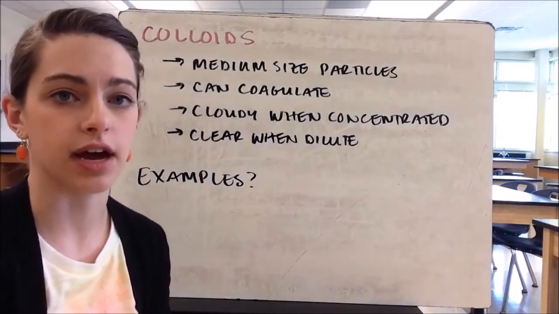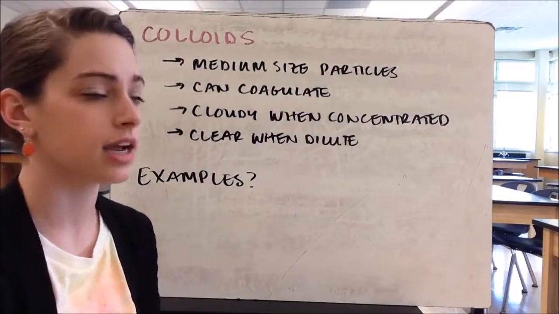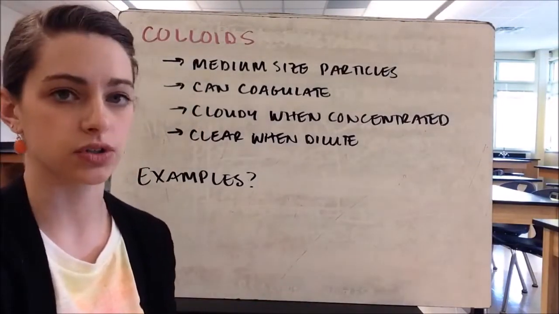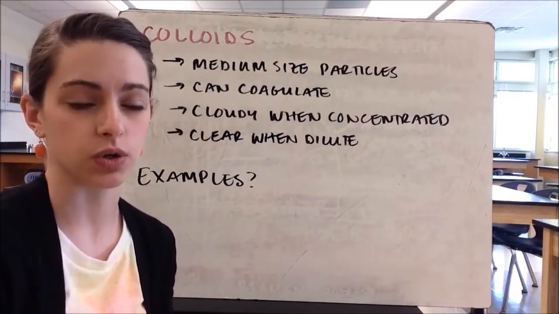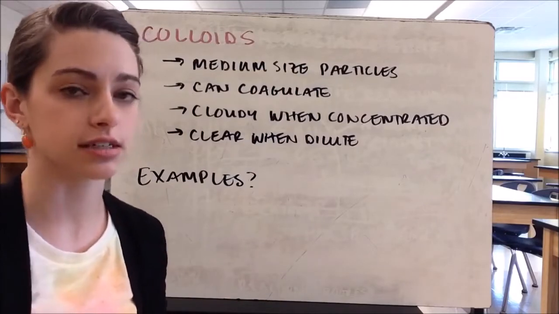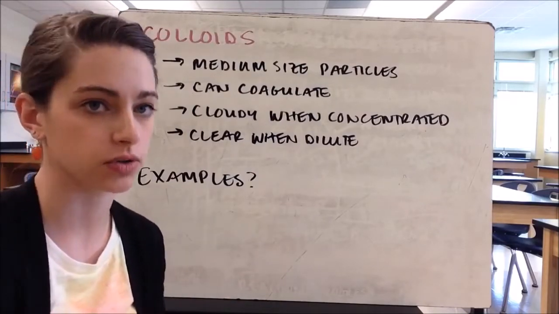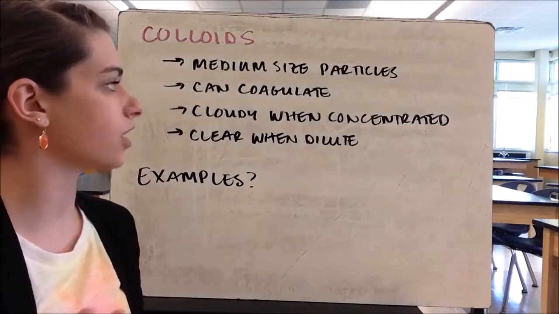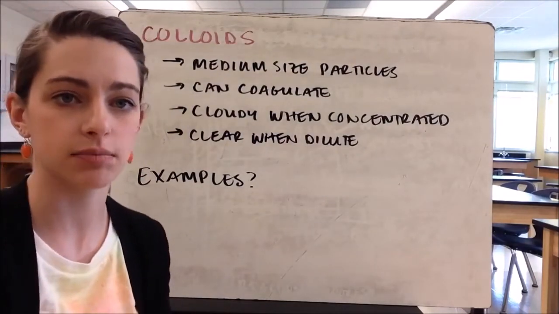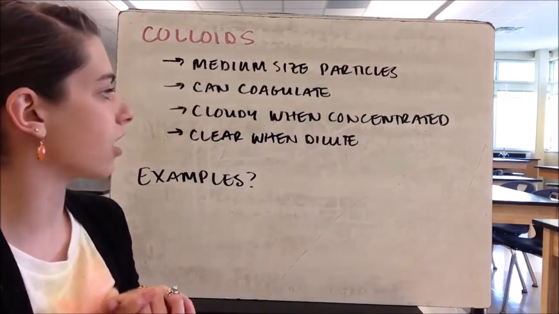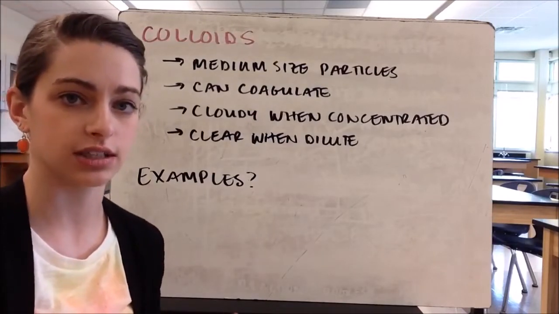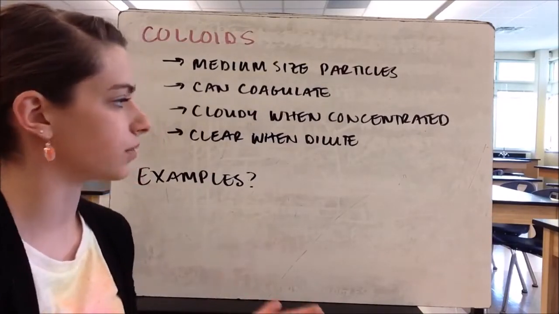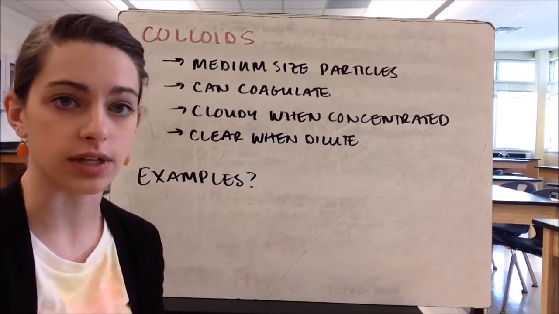Our other type of heterogeneous mixture is called a colloid. Colloids have medium-sized particles, so suspensions have large particles. Colloids have medium-sized particles, and then solutions have much, much smaller particles. Colloids can coagulate, so that means that they can clump together. They are cloudy when they're concentrated, and they're clear when they're dilute, or clearer when they're dilute. I want you to think of some examples of colloids.